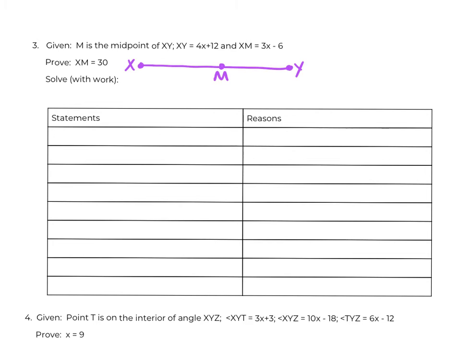It says XY is 4x plus 12, so that is the whole thing. XM is 3x minus 6. So a few of you are like, oh no, I do not have the other side. But we'll get back to that. It's fixable. So my first line should say M is the midpoint of XY, and that is my given.